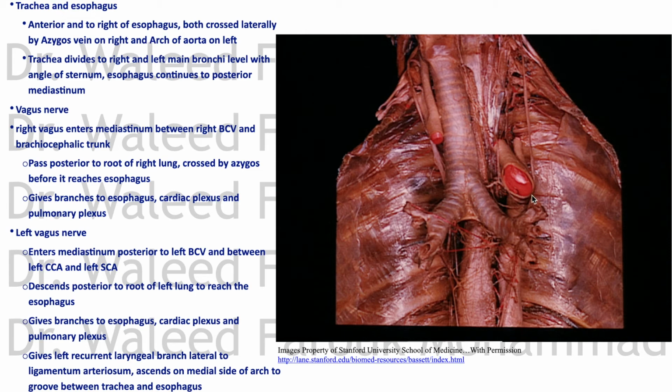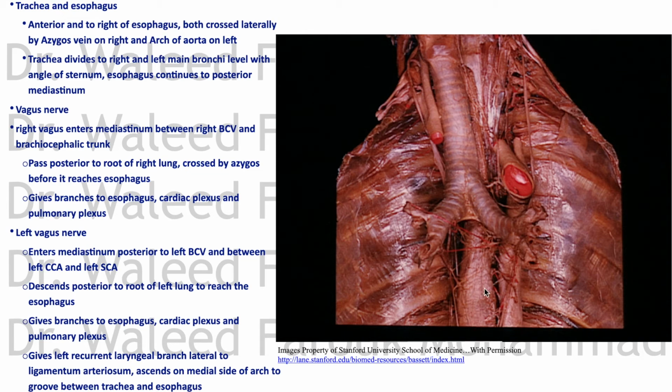And as it gives off its recurrent laryngeal nerve, see, this is the left vagus nerve, and this is the recurrent laryngeal nerve of it. Of course, the aorta here is displaced to show you the field, and this is the right vagus here, continuing down to meet over, as you can see, the esophageal plexus.